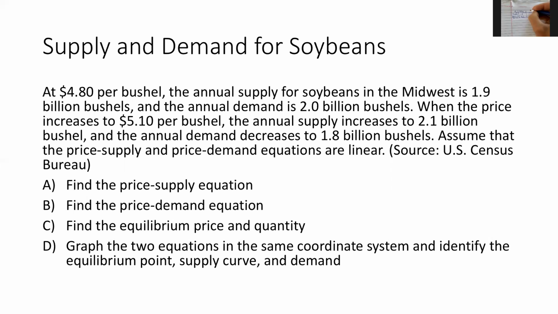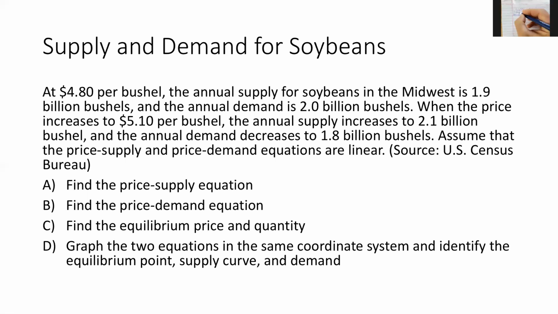And then in this case, we have $5.10. I would assume it might be the opposite. There's too much supply because suppliers can get a lot of money for it, but the demand has probably gone down. By the way, if you remember from your economics courses, demand is usually downward sloping and supply is upward sloping. So we'd expect those two lines. So first, we're being asked to find the price supply equation.